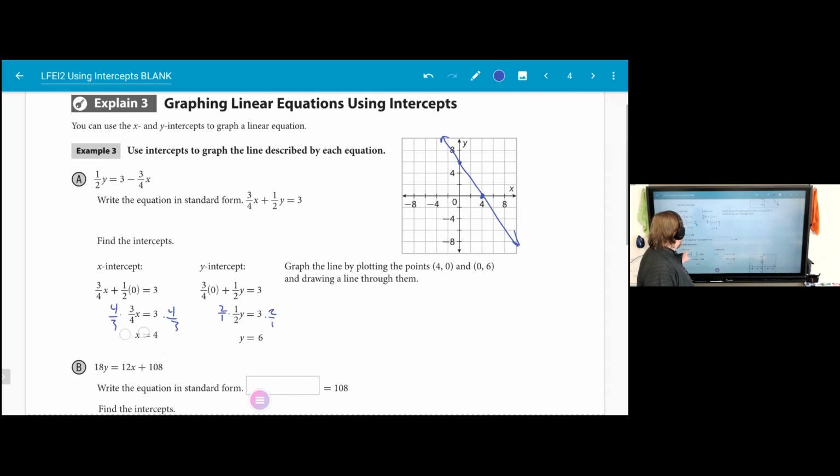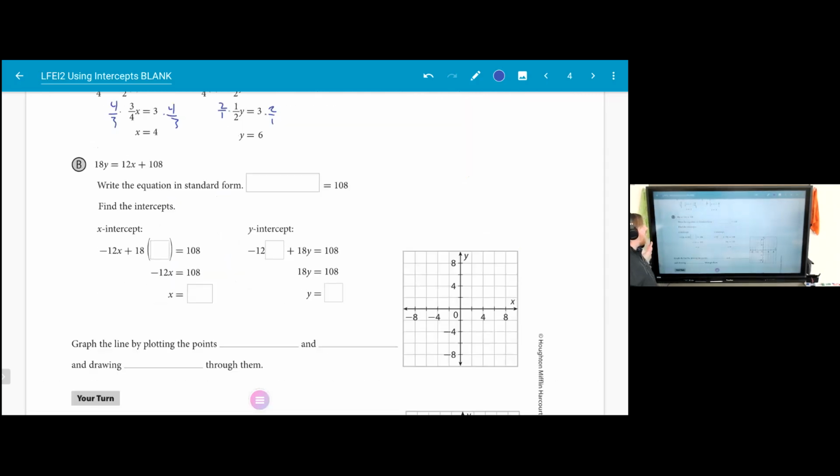Let's look at another one here. We have 18y equals 12x plus 108. You could put this in standard form if you want. Again, standard form is like something times x plus something times y equals a number. You could do it straight from here, and I'm going to. To find the x-intercept, that's when y is 0. I could say 0 equals 12x plus 108. I'll subtract 108 from both sides. Negative 108 equals 12x. And I divide both sides by 12.